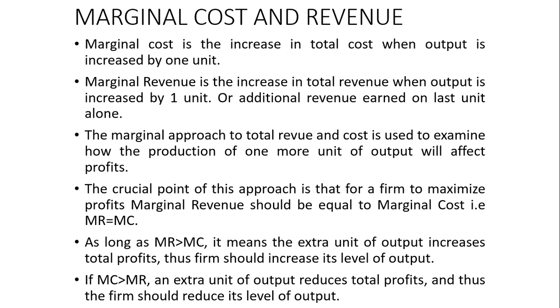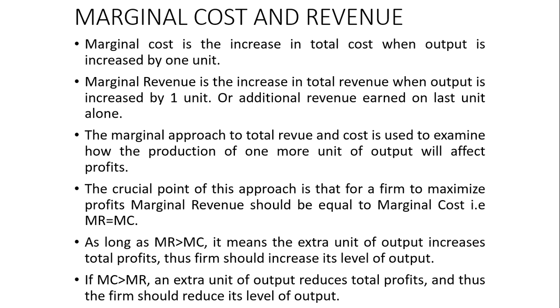Marginal cost, marginal revenue. So with marginal cost, we know that it's coming from the word marginal. It's the change in cost as we increase the production by 1 unit. So marginal cost is the increase in total cost when output is increased by 1 unit, and marginal revenue is just the increase in total revenue when output is increased by 1 unit. So every time you hear the word marginal, just know that you're talking about increment.